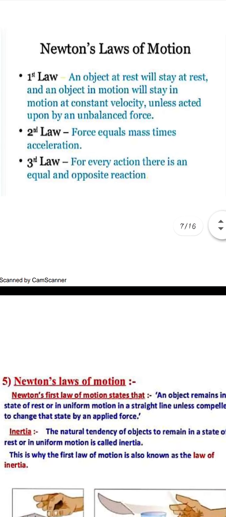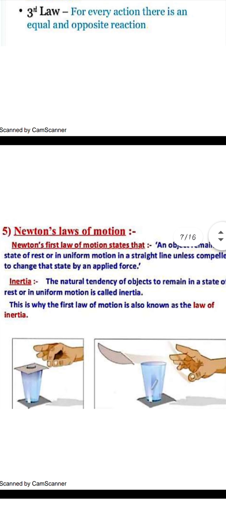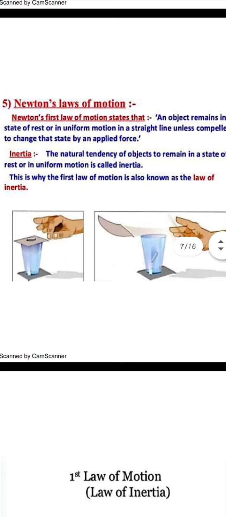Similarly, the second law, he said that force is equal to the product of mass and acceleration, and similarly it is directly proportional to the rate of change of momentum of the object with respect to time. And the third law is the reaction force, that is, every action has an equal and opposite reaction. So we'll see in detail what these laws of motion tell us.